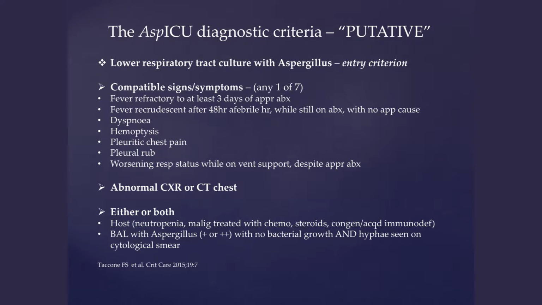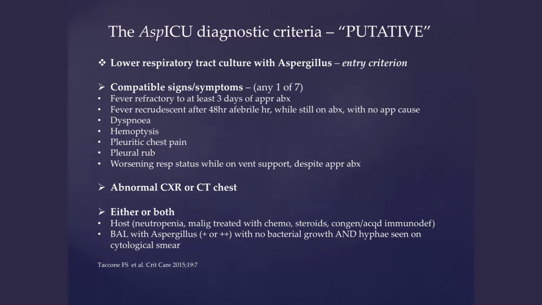And the proven category, well, you can't run away from proven. You must show the fungus invading tissue, and you must grow Aspergillus from a sterile site. But in the probable category, they have chosen the term putative, which is quite good, so that when we talk about putative aspergillosis, you actually know that we're talking about the ICU host, the ICU patient. And here, the major thing is that, number one, you must have it growing from an ETT or BAL or sputum, I suppose. Right?